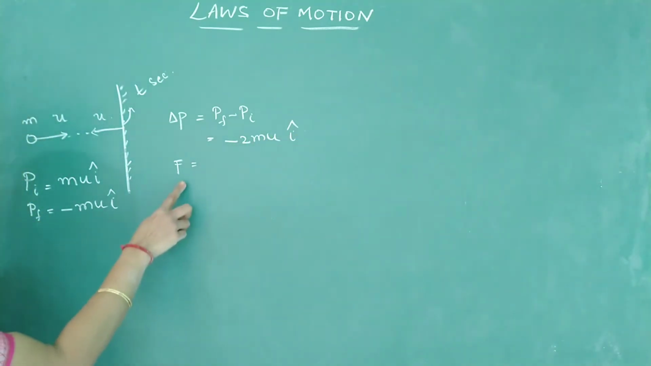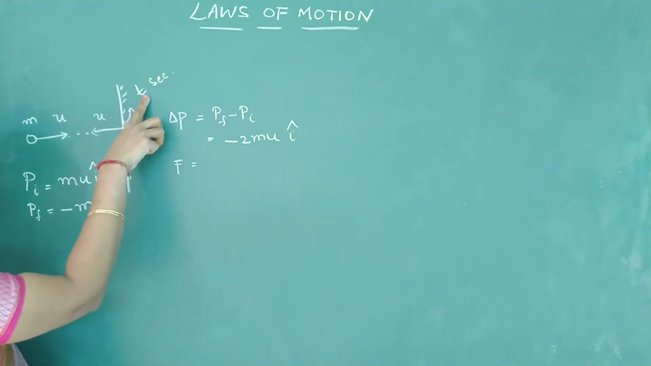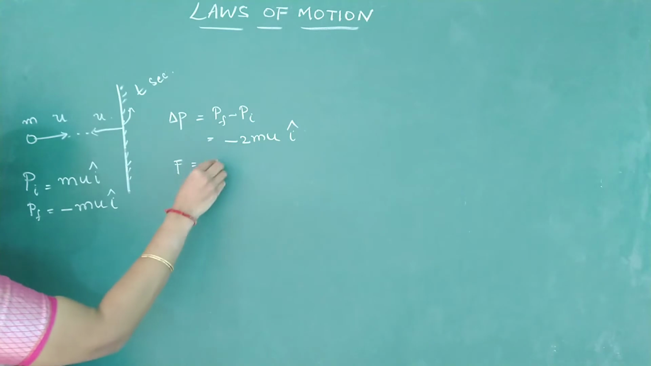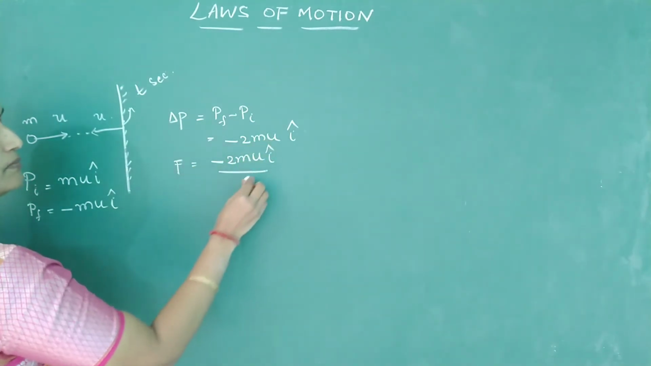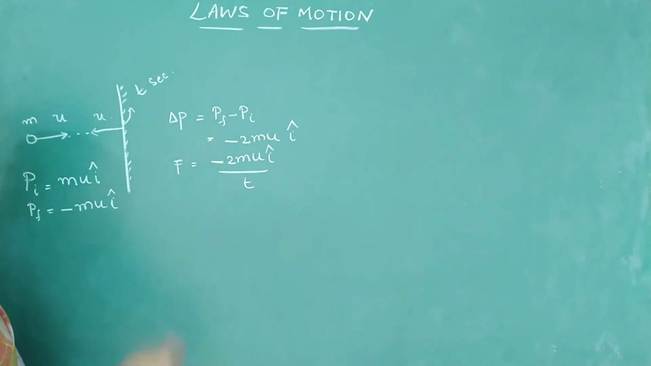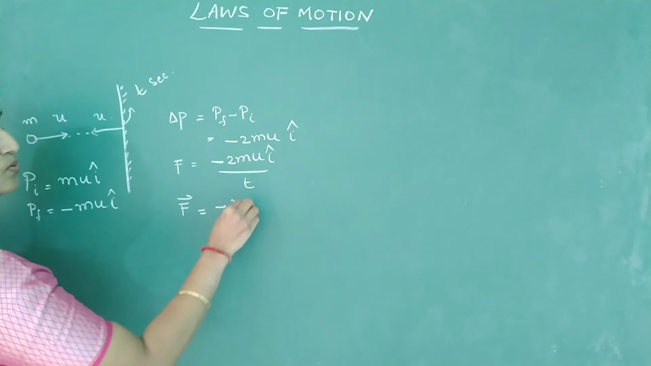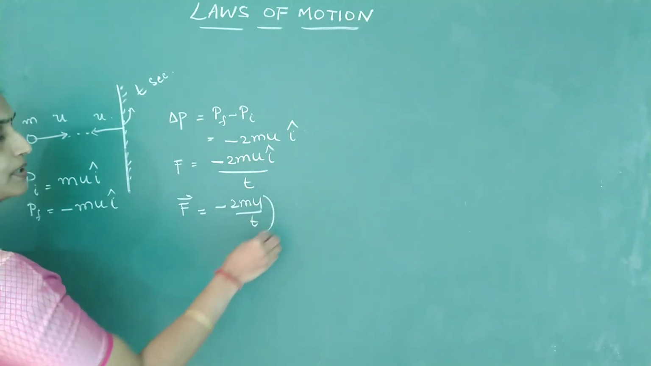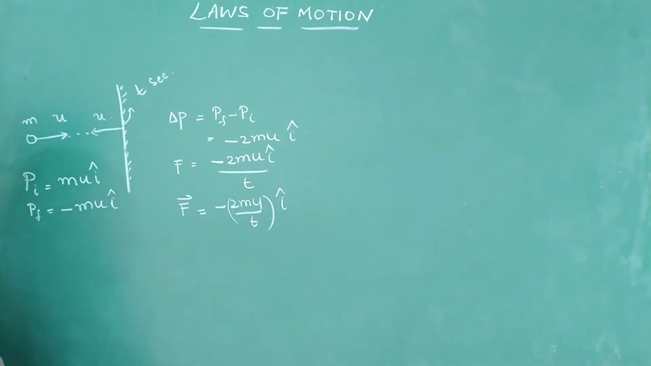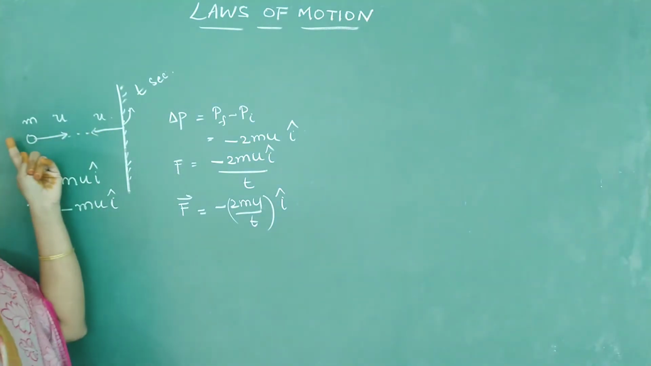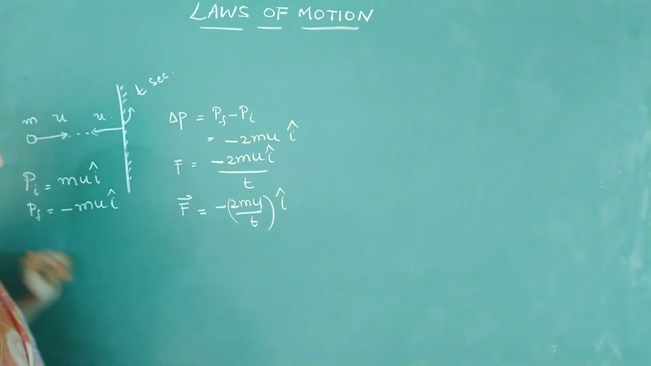Then how do we calculate the force? Force is change in momentum divided by the time of impact. We know the change in momentum is minus 2 mu i cap, and the time of action of the force is t. So the force acting on it will be minus 2 mu by t into i cap. Magnitude is 2 mu by t, direction is minus i. So this is a simple question where the ball is hitting the wall and bouncing back with the same speed. Now the second case.